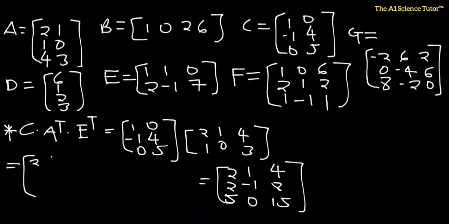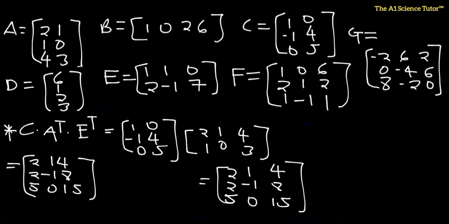So this is 2, 1, 4. You have 2, negative 1, 8. And this is 5. This is 0, 1, and you have 5. Now, remember, we actually didn't have a transpose for the matrix E. Initially, we had a transpose, but that was actually in a bracket which carried a transpose, and that actually left.